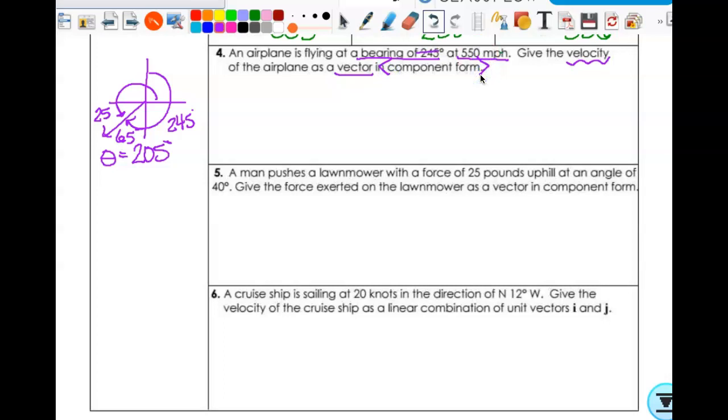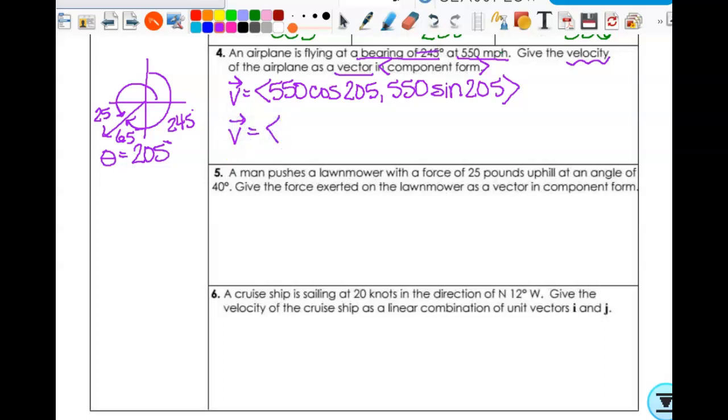So that means that my velocity vector is equal to the magnitude, or the speed in this case, 550 times the cosine of theta, which is 205, and 550 times the sine of 205. So that's my vector in trig form, but it's asking for it in component form, so I have to actually push buttons to get the answer. So go ahead and get your velocity vector.